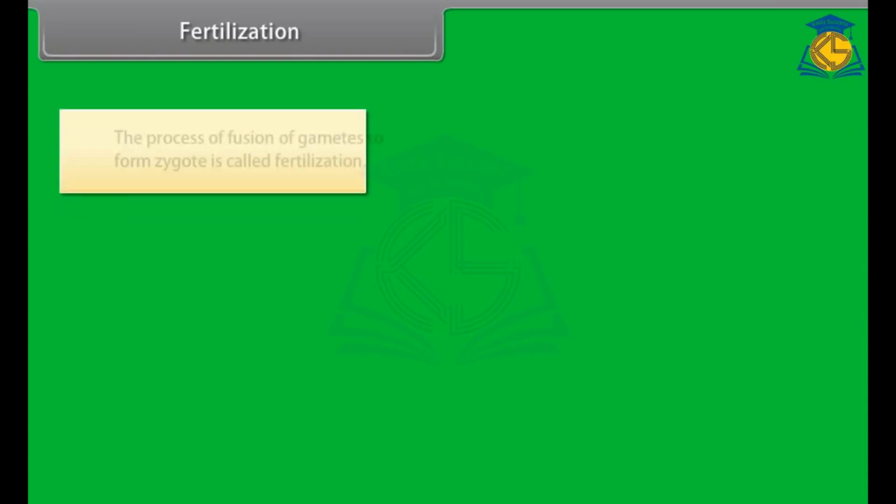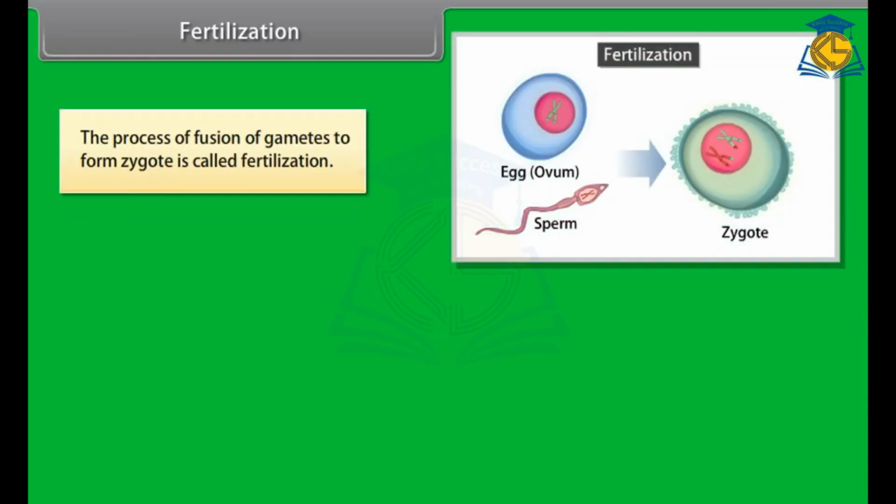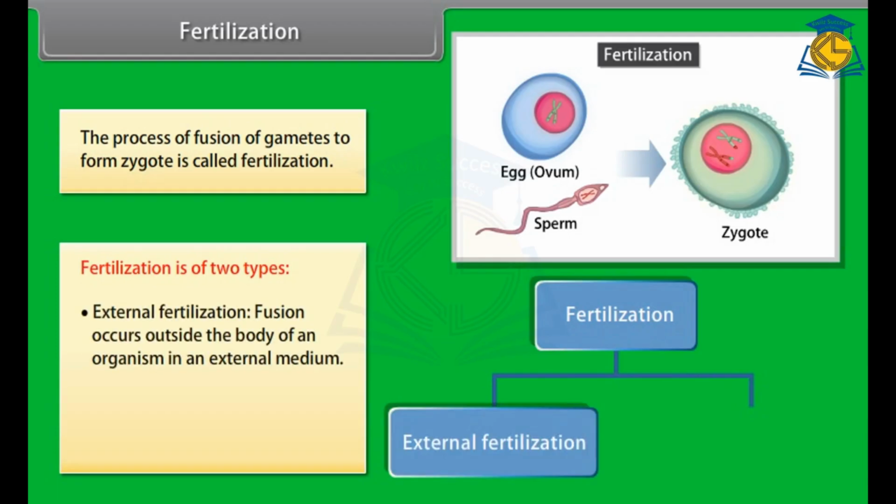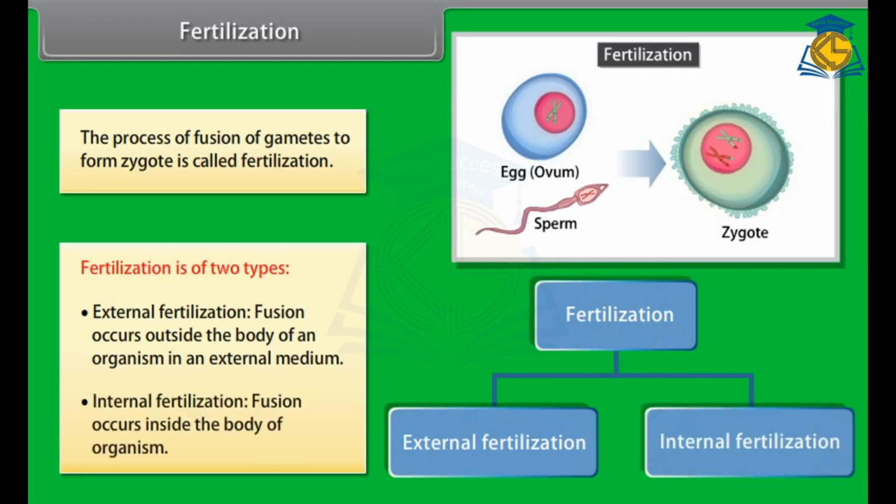Fertilization. The process of fusion of gametes to form zygote is called fertilization. Fertilization is of two types. External fertilization: fusion occurs outside the body of an organism in an external medium. Internal fertilization: fusion occurs inside the body of the organism.